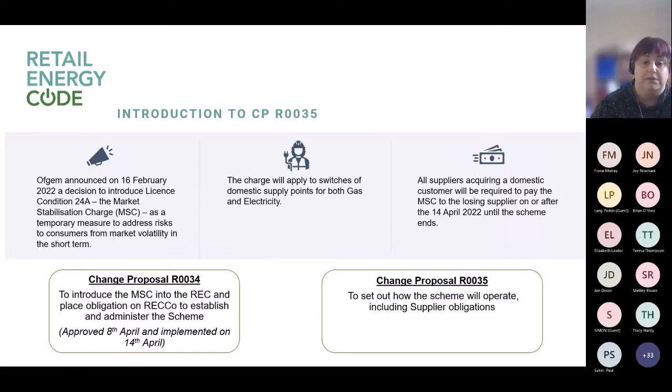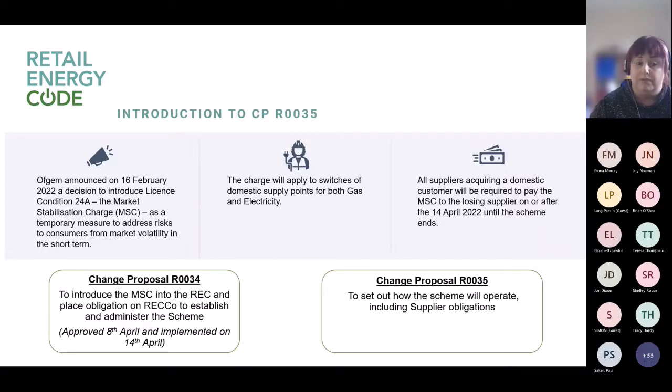Energy suppliers of domestic customers are subject to the charge when they gain customers. They will receive the payment when they lose customers. We are going to come on to more specifics as we walk through the solution, how that charge is calculated, and how any payments due are calculated and invoiced, and that'll be covered in a few minutes. But to be clear, we recognise that the decision was made on the 16th of February, with the 14th of April being the go live date for the scheme.